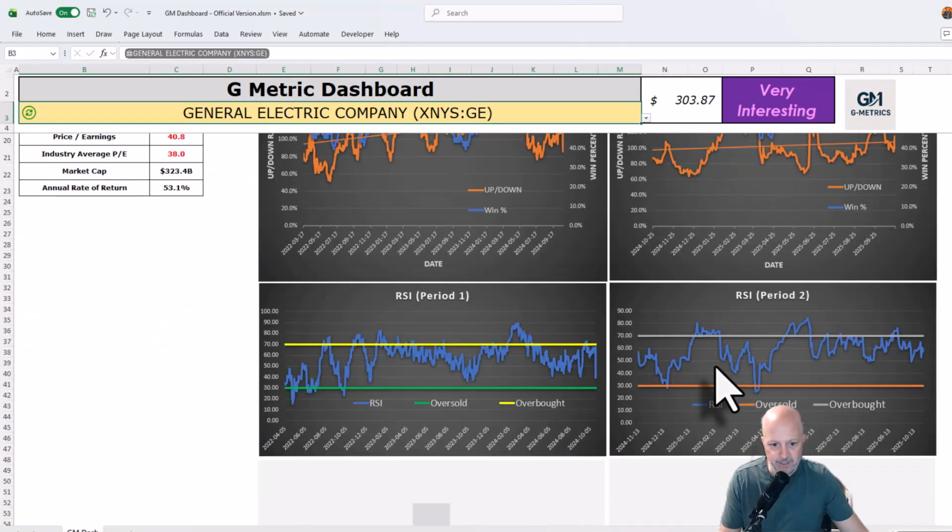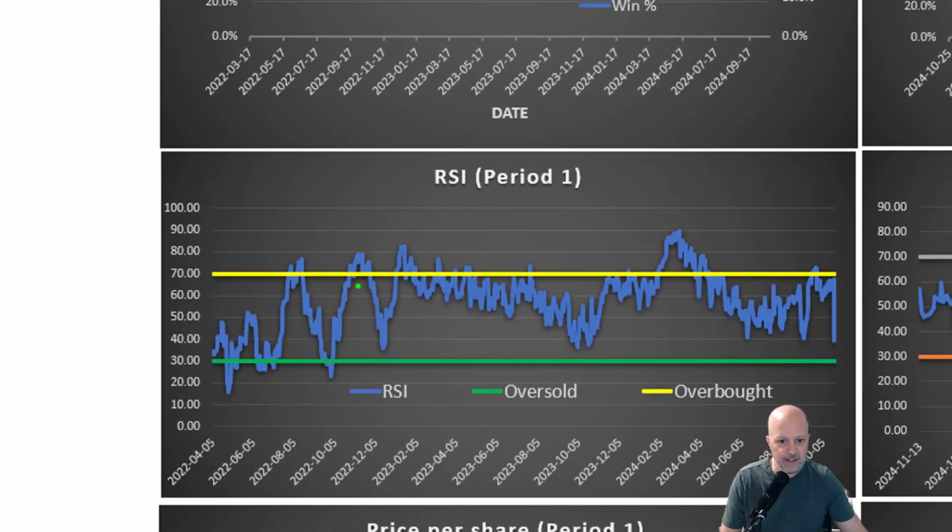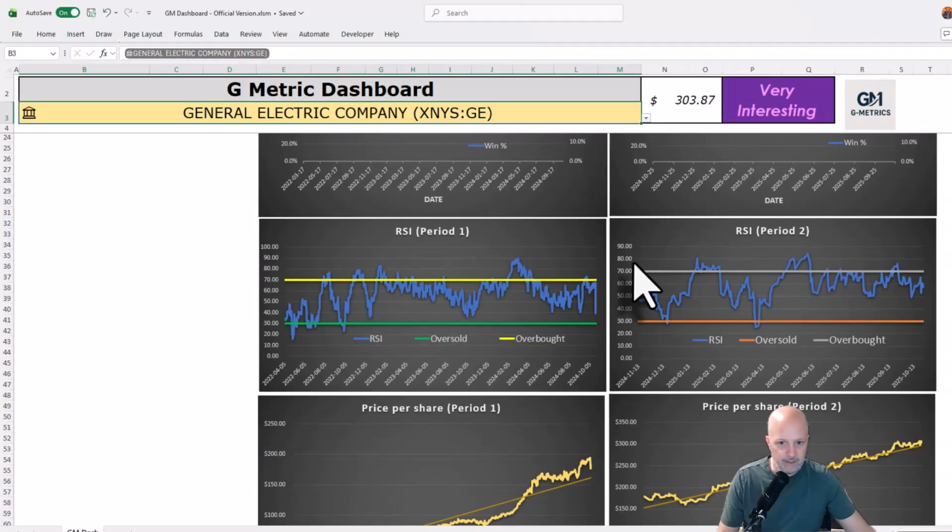I'm going to scroll down a bit. There's a couple more pieces of information. Let's zoom in here on the RSI. This is just a stat you'll find anywhere; I didn't invent this stat. It's basically for momentum investing, trying to figure out if the stock is oversold or overbought, and to see if it might be a good buy point for a particular stock. I have it for period 1, and if we scroll out, you can see I have it over here for period 2.